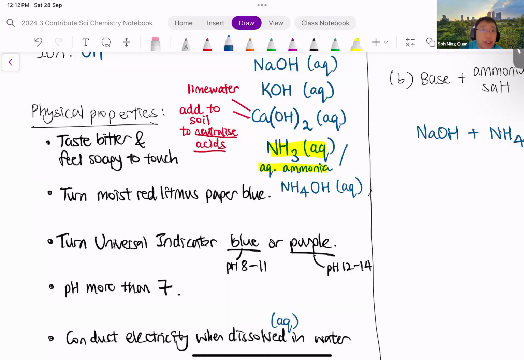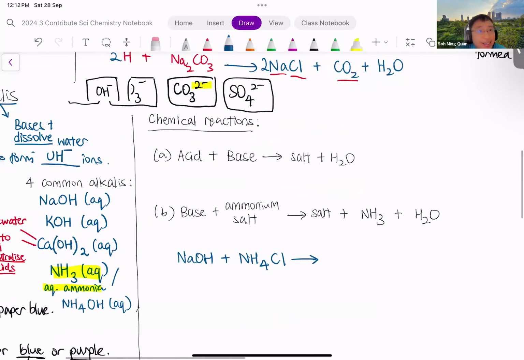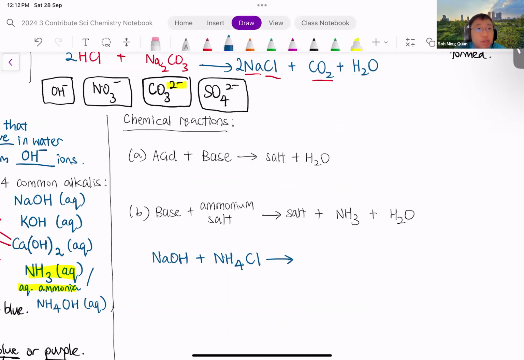So now let's move on to the reactions of bases and alkalis. There are only 2 reactions. The first one you have seen: acid plus base forms salt and water. This is called neutralization. So remind yourself, the name of the reaction is neutralization, when you have acid with base.